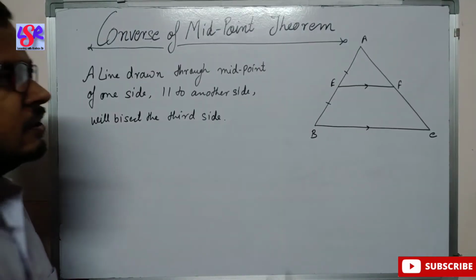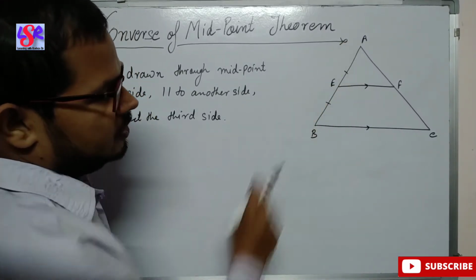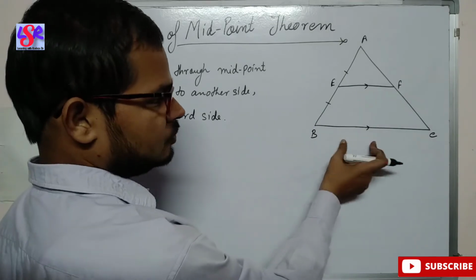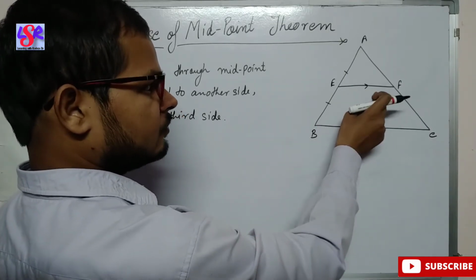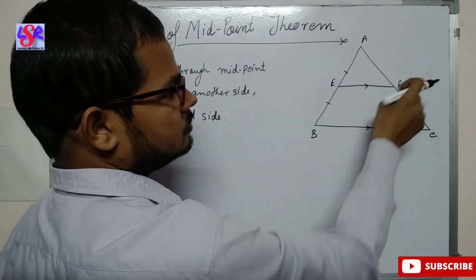Now here, if we consider this triangle ABC, E is the midpoint of AB, given to us, and EF is parallel to BC. Now this line EF will bisect the side AC, that is, AF will be equal to CF.